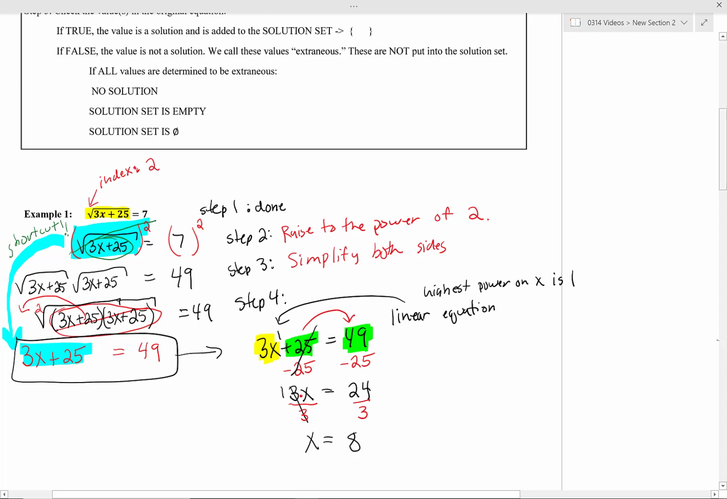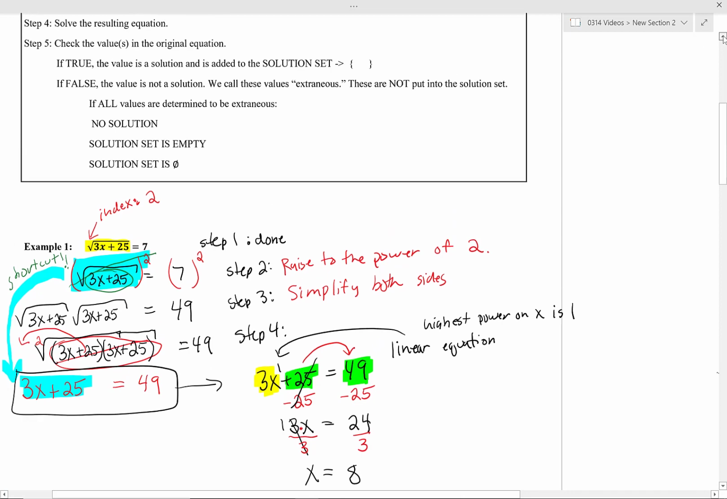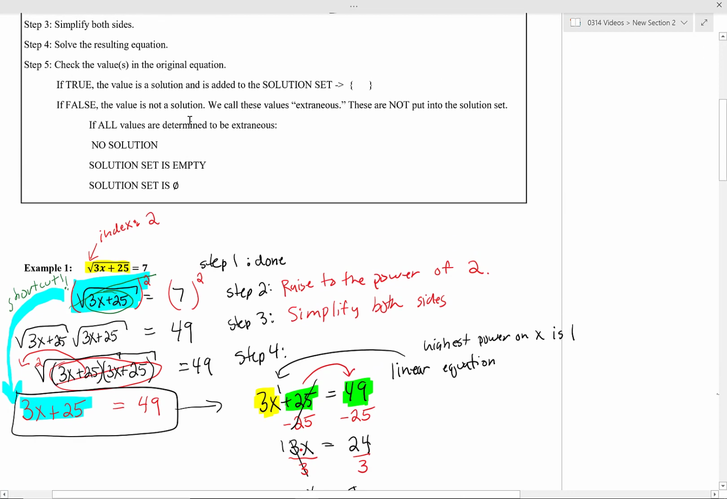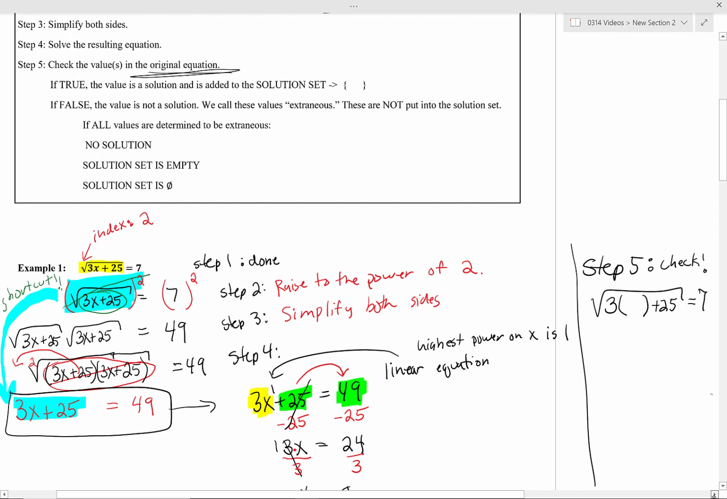Now, before we go on, there's a really important step here. Once we solve that resulting equation, step 5 is really important for a radical equation. Step 5 is not optional. We have to check our answer in the original equation. So our original equation was the square root of 3x plus 25. So wherever I have an x, I'm going to put parentheses. So 3x plus 25, all of that underneath the square root, and then equals 7 on the right-hand side.